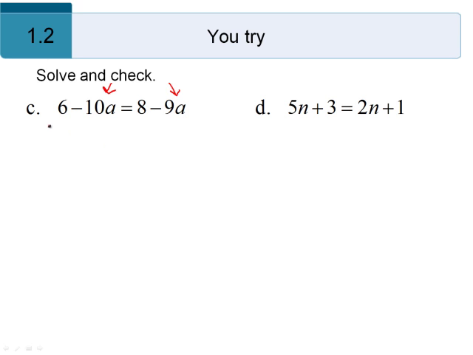I am always going to move the variable terms to the left just because that's easier, and you know, that's the way Beyonce goes, right? To the left, to the left. So we're going that way too.